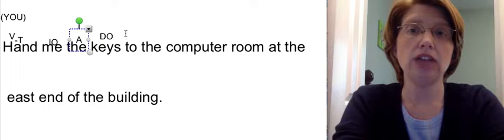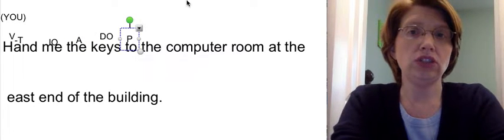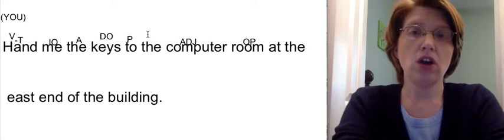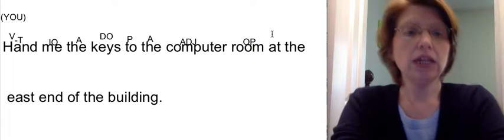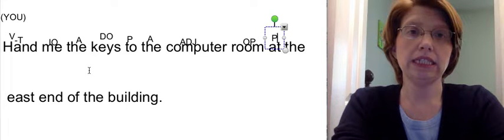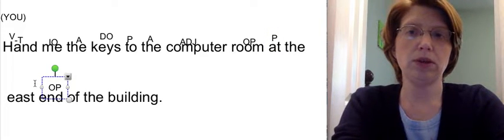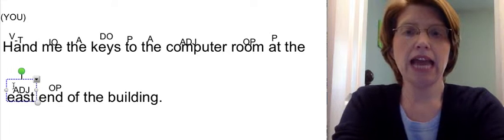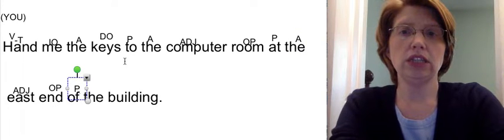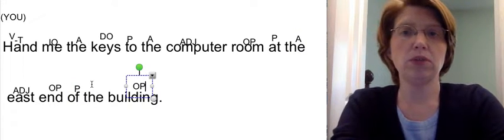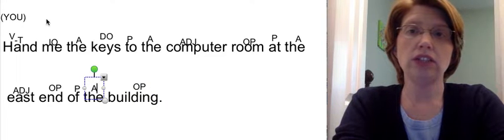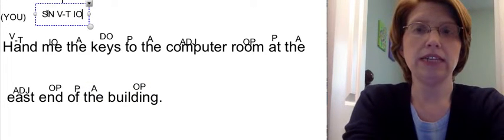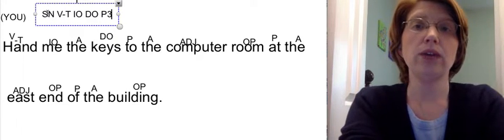The, article adjective. To, preposition. To what? Room, object of the preposition. What kind of room? Computer, adjective. The, article adjective. At, preposition. At what? End, object of the preposition. Which end? East, adjective. The, article adjective. Of, preposition. Of what? Building, object of the preposition. The, article adjective. Subject, noun, verb, transitive, indirect object, direct object, pattern 3, check.